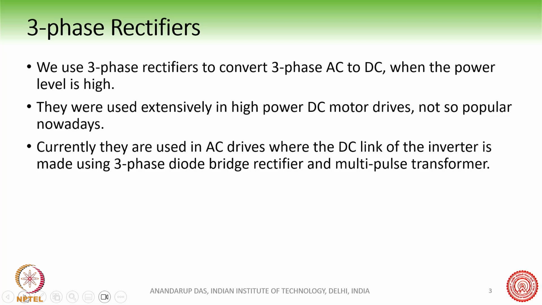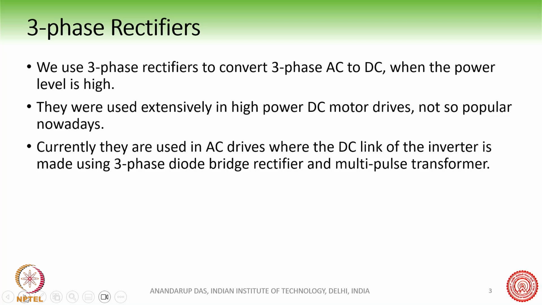Where do we use this? We use three-phase rectifiers to convert three-phase AC to DC when the power level is high. Generally, we use single-phase rectifiers when the power level is low, and three-phase when the power level is high. These rectifiers are extensively in use for a variety of applications. Previously, historically, it was very popular for DC motor drives, where we wanted a DC voltage output, but it is not so popular for DC motor drives nowadays.